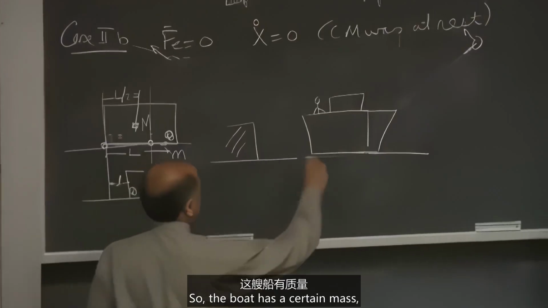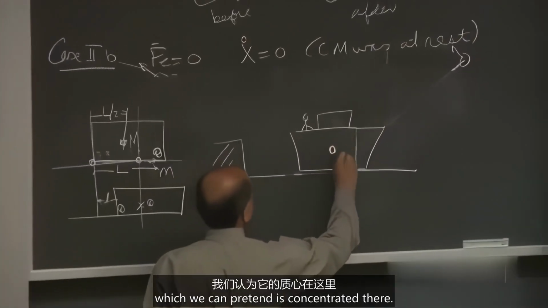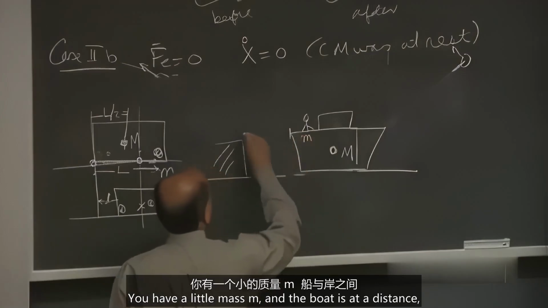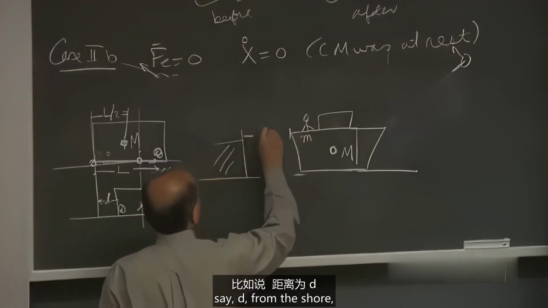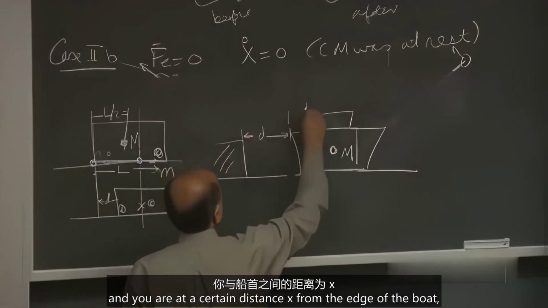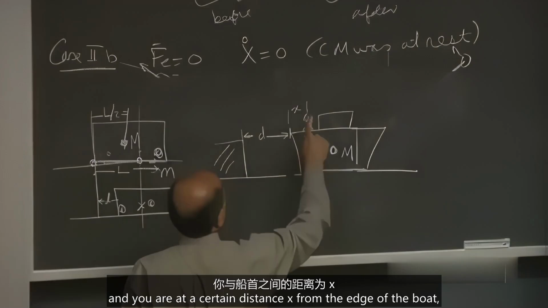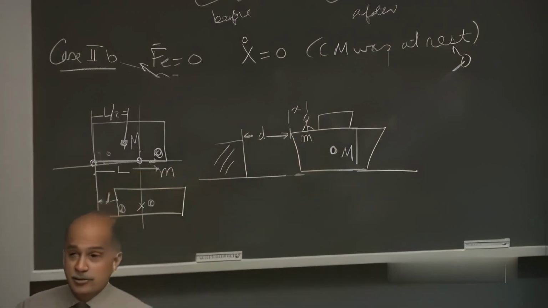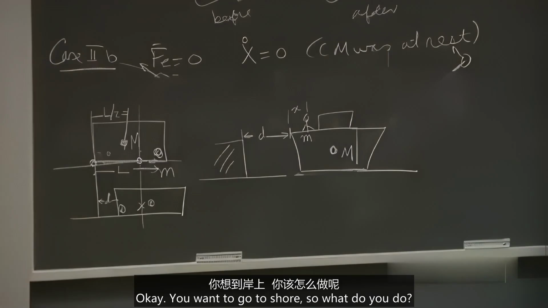So the boat has a certain mass, which we can pretend is concentrated there. You have a little mass m, and the boat is at a distance, say d, from the shore, and you are at a certain distance x from the edge of the boat. And you want to get out. Okay, you want to go to shore.